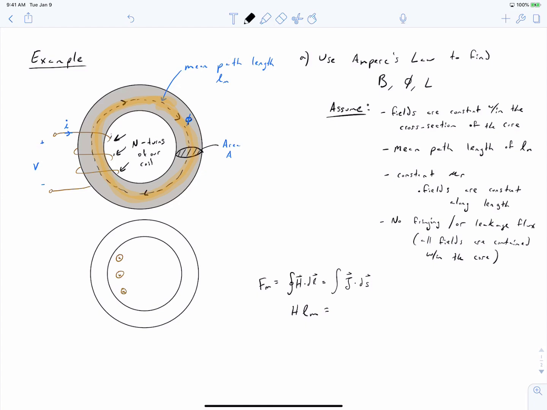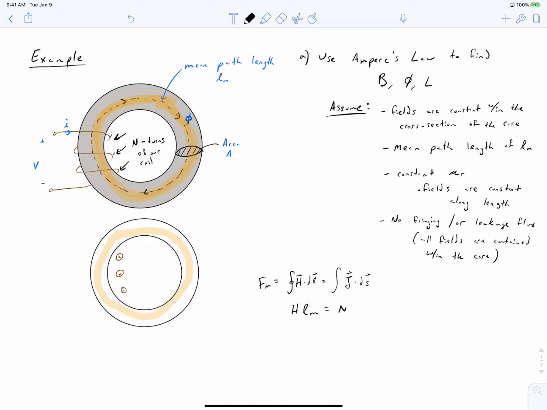And so when we evaluate the integral of J dot dS through this surface that goes into the page, we see that it encloses a total of N turns, each of which carries a current of I. And again, this is equal to our MMF. And we can now solve this for H.